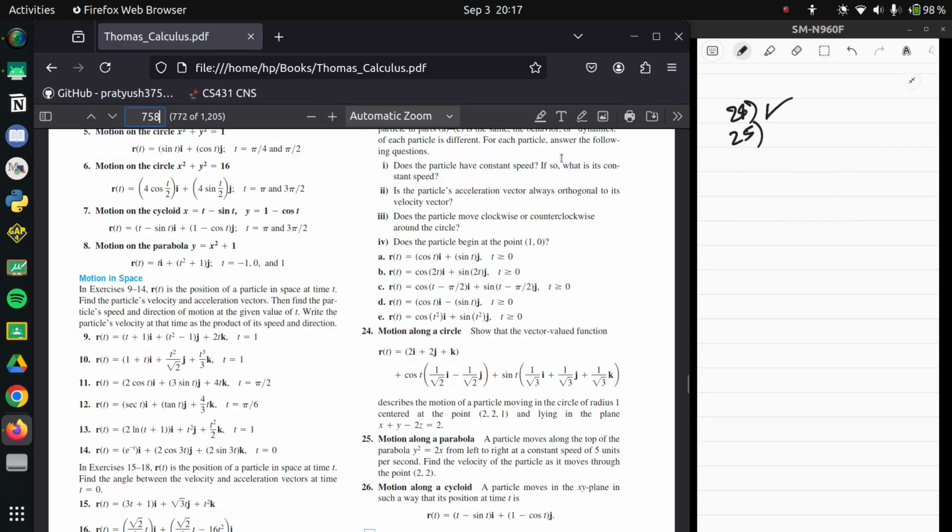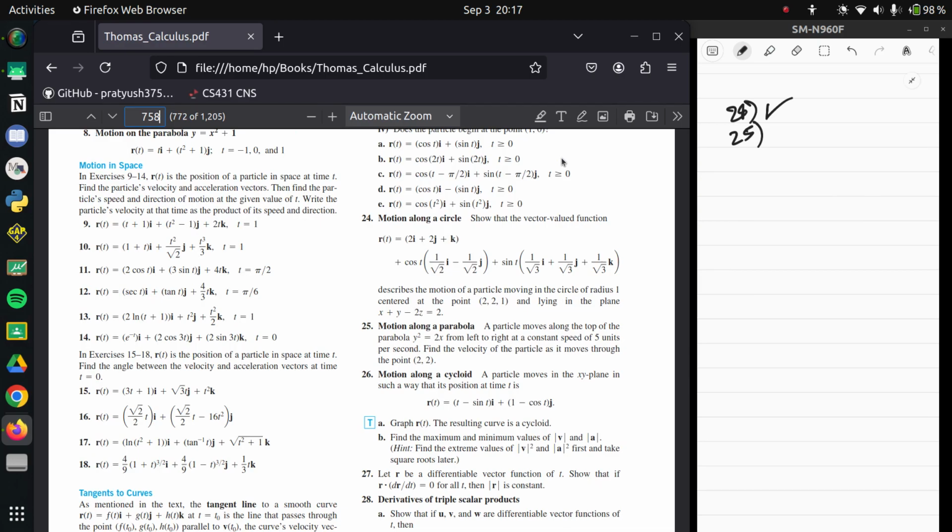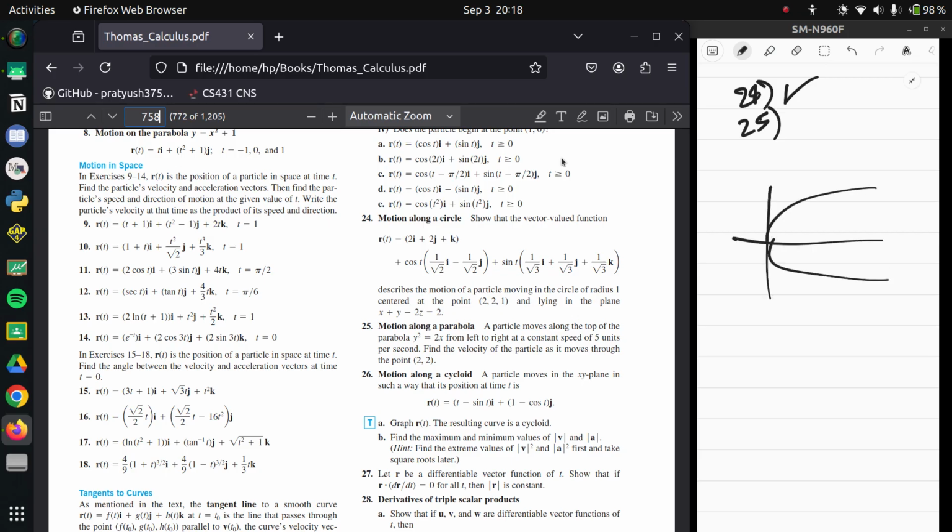Okay, 25 is motion along a parabola. A particle moves to the top of the parabola from left to right at constant speed 5 units per second. Find the velocity of the particle as it moves through the point (2, 2). Okay, the parabola is parameterized. Wait, the constant speed, the arc length and all that, huh? From left to right, how is y squared equal to something like this? Facing from left to right, top of the parabola, sure, 5 units per second. Find the velocity of the particle as it moves through the point (2, 2).